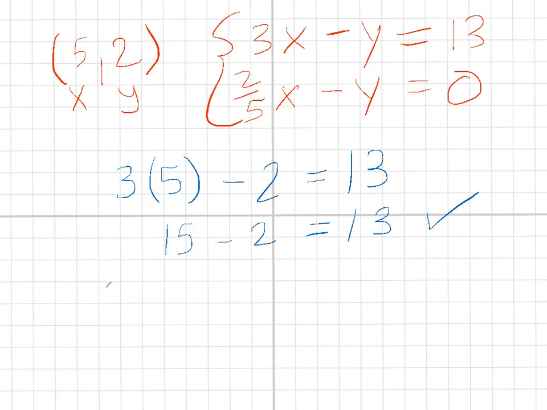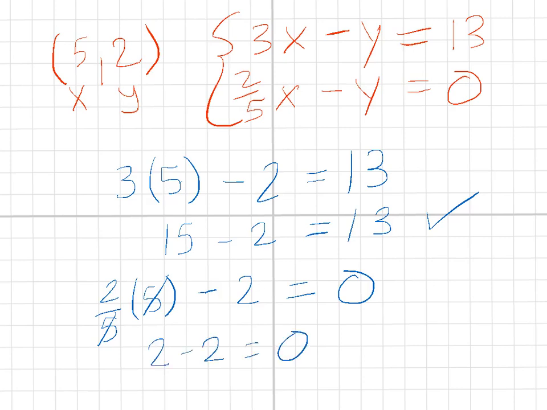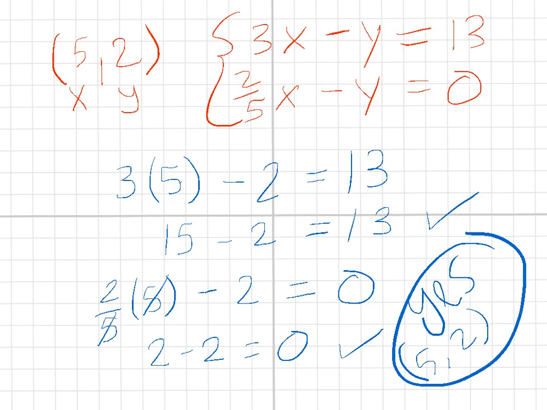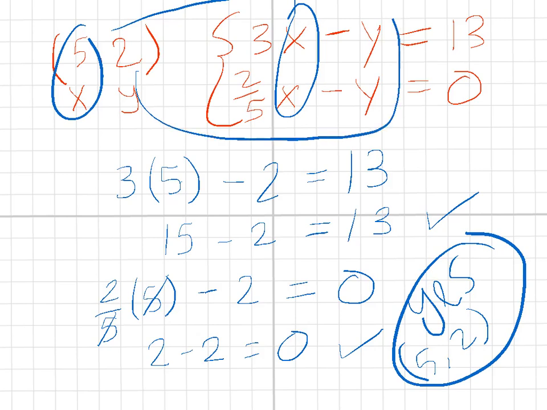And then we'll plug it into the second one. 2/5 times 5 minus 2 equals 0. Well, here my 5's can cancel, and I have 2 minus 2, which does equal 0, and it's success. So yes, 5, 2 is a solution. Simply take your x and plug it into your x's, and your y's into your y's.